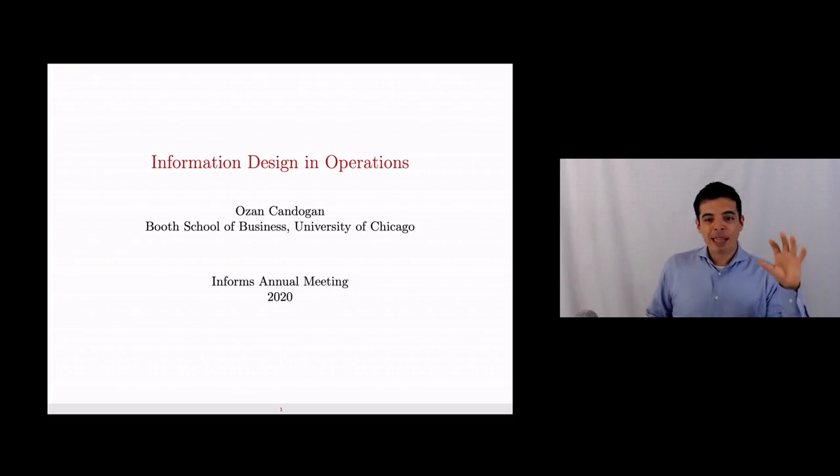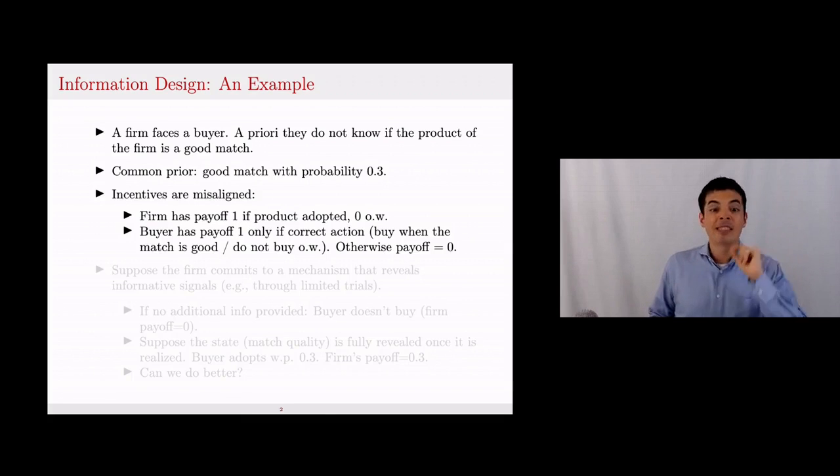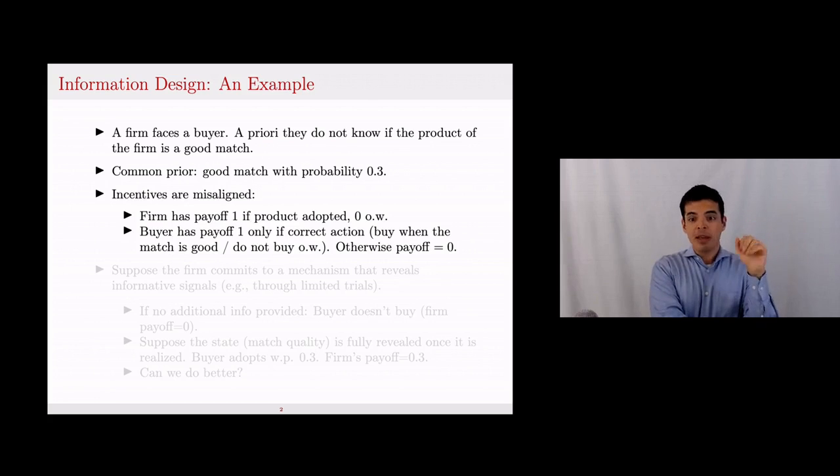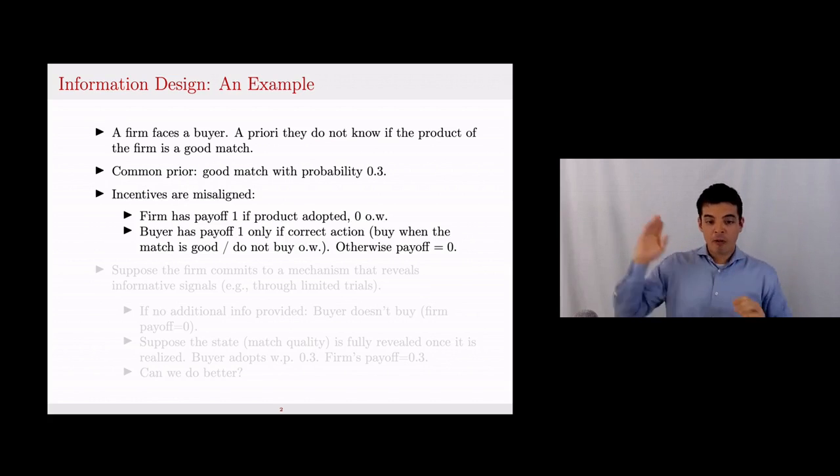So with that, let me get started, and let me start with a simple example. This example is adapted from the seminal paper of Kamenica and Gentzkow. In that paper they have a famous prosecutor example, and I adapted that example to think about the interaction between a firm and a buyer. Here's the setup. The firm faces a buyer, and the firm is offering a product whose match with the buyer is a priori unknown.